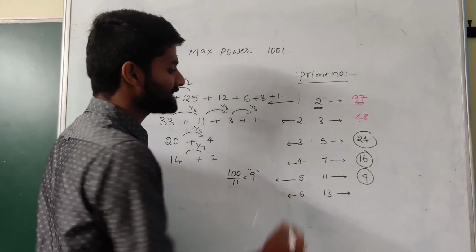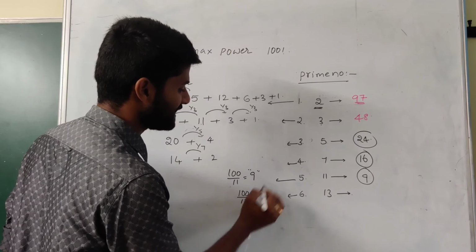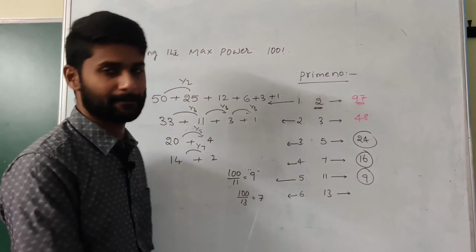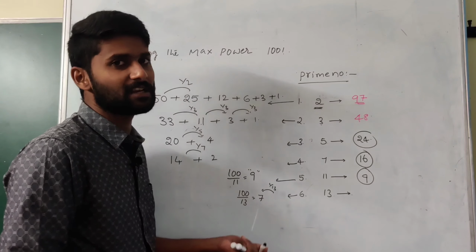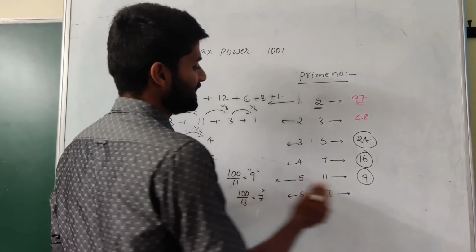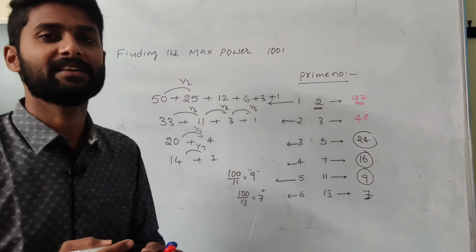If you want to go with the maximum power of 13, it means 100 divisible by 13, the value becomes 7. And there is no other value for 1/13 of 7. That's why the maximum power of 13 in 100 factorial is 7 only.